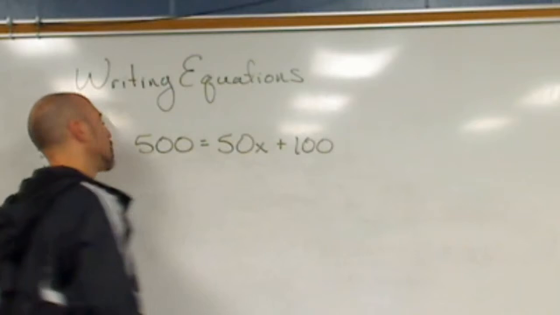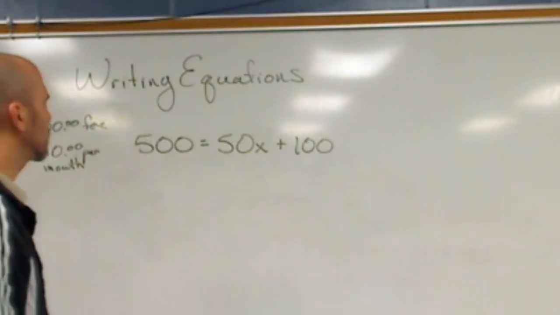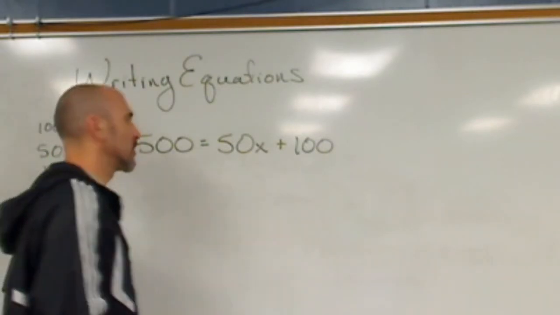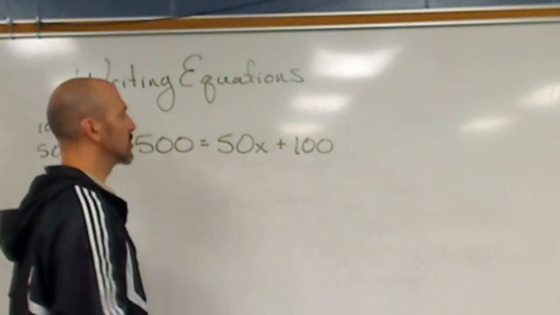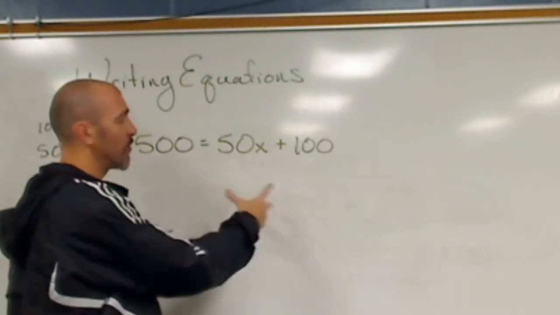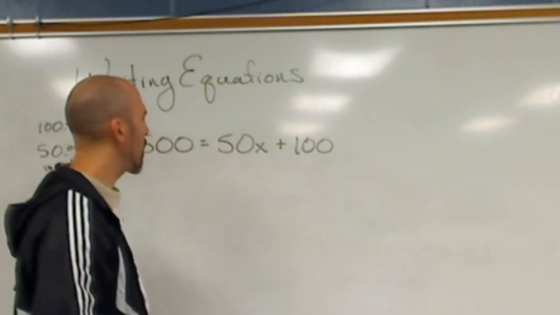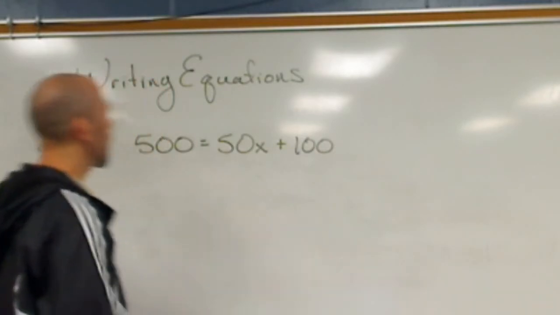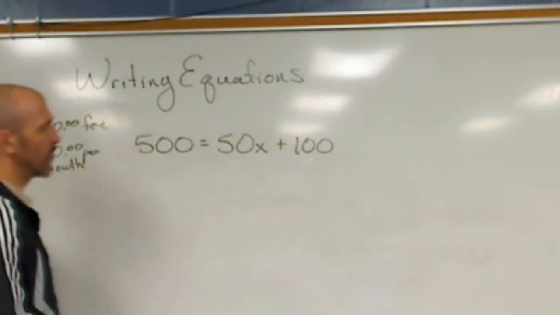Okay. Then our question would probably end with something like, if you spent $500, or how many months would it take for you to spend $500 with this plan? How many months, X, so we'd have to solve for X, and then we'd figure out how many months we had this plan to the point where we spent $500.